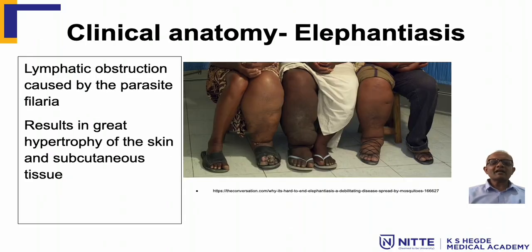The applied anatomy of the subject that you have just learned can be seen with the topic on elephantiasis. This is an applied component. This occurs due to lymphatic obstruction caused by the parasite filaria. If you just look at the image, you see that there is great hypertrophy of the skin and subcutaneous tissue in this particular picture.